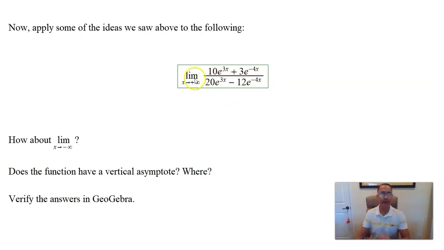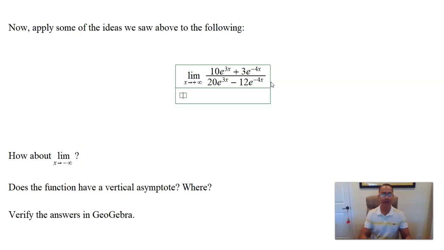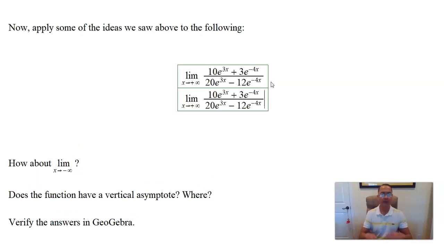What are we going to do? Well, remember the idea last time. We multiplied and divided by 1 over x squared, right? So, well, we have 2 candidates now. Should we multiply and divide by 1 over e to the 3x or 1 over e to the negative 4x?